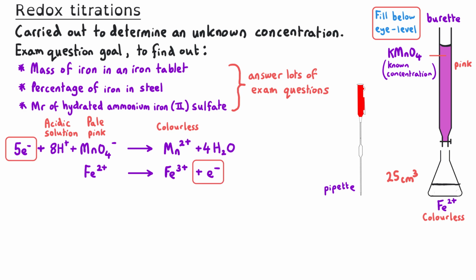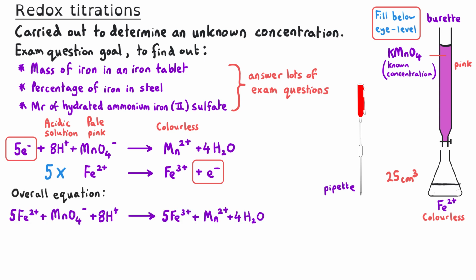When you combine these two half equations, we need to multiply the iron half equation by 5, add the two equations together, and simplify out by removing the electrons. And this gives us the overall redox equation that I'm showing here, and you can see that the iron moles is 5 times larger than the manganate 7 moles, which is really important for our analysis.